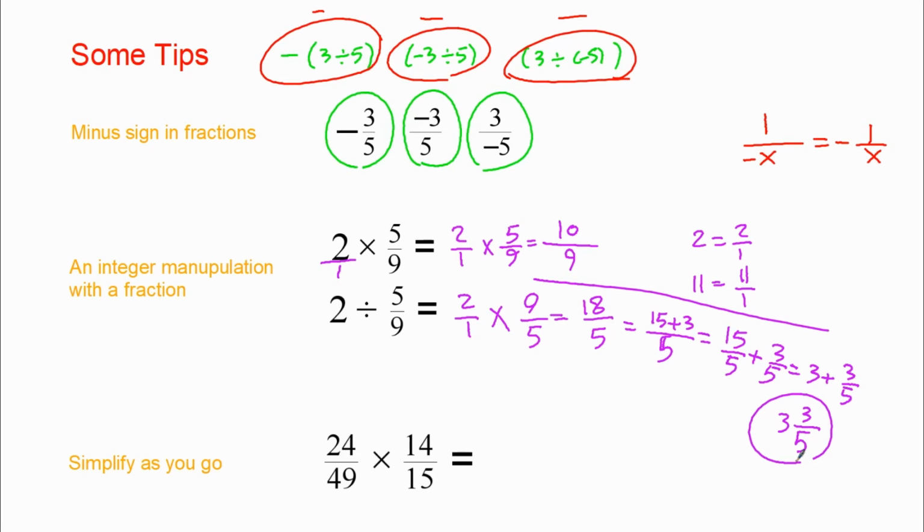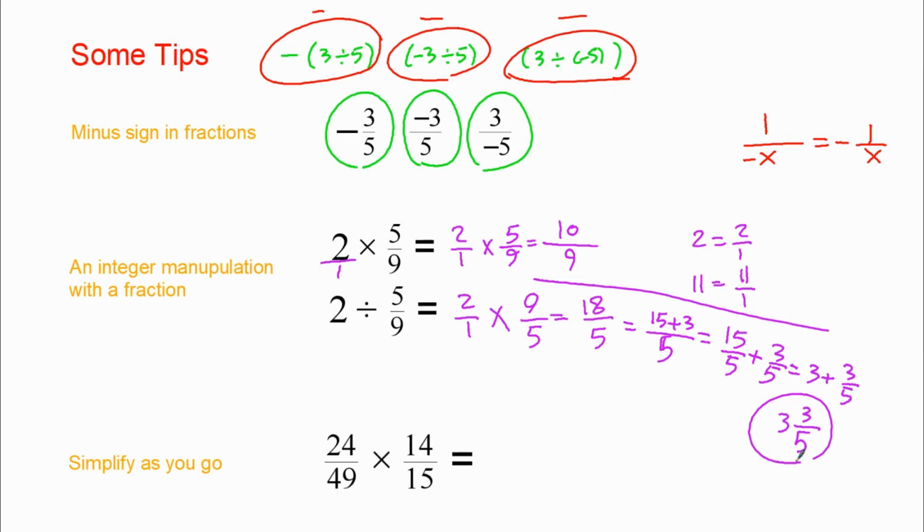Okay, the final tip that I want to look at here is simplify as you go, as I mentioned before. If you have a fraction like this times, and if you don't simplify, in a non-calculator exam you have to multiply 24 by 14 and 49 by 15, and then simplify those large numbers to get to a final answer, which would take you some time. We can do it much more easily when we simplify.